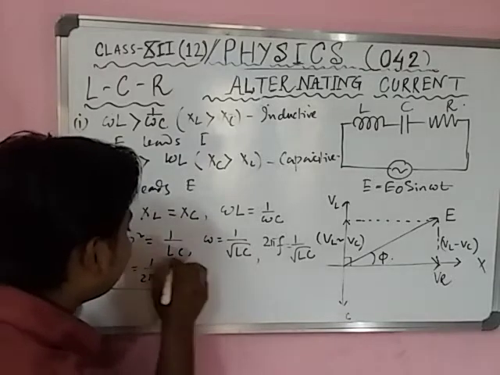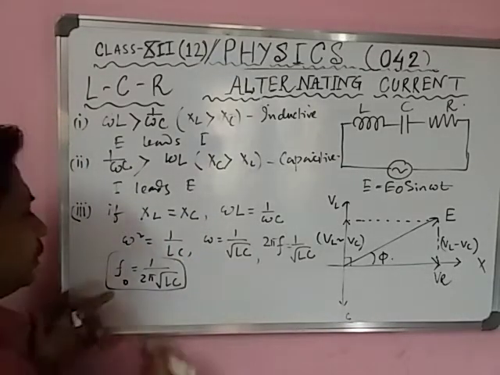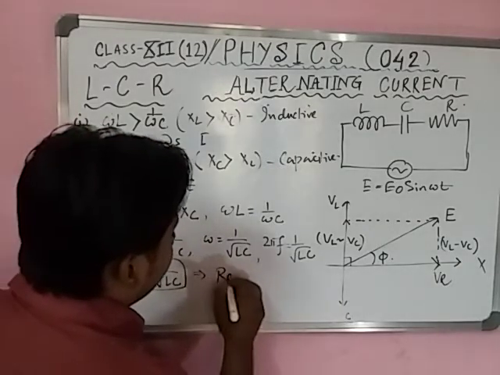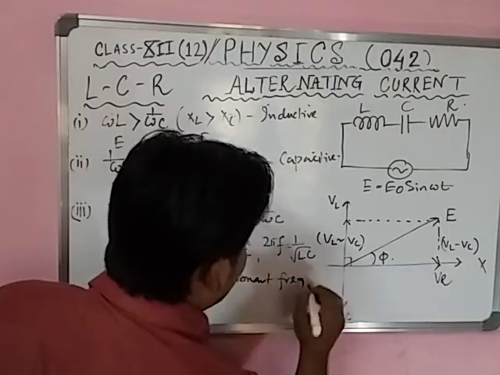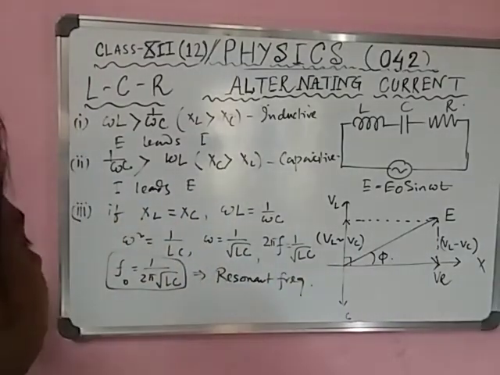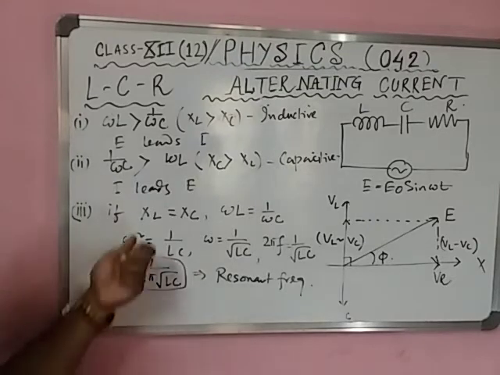Okay, and this frequency we may write as f0, or you can write f. This frequency is called the resonant frequency. Okay, resonant frequency. What is called resonant frequency? f equal to 1 by 2 pi root LC, when XL equal to XC.